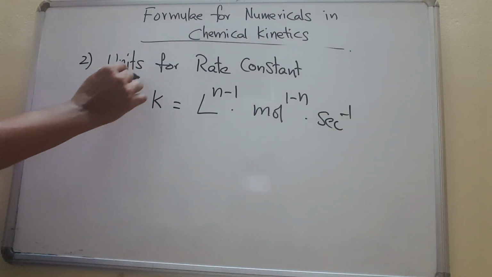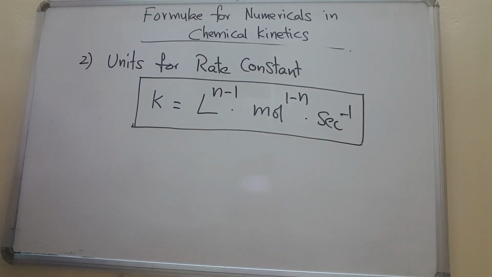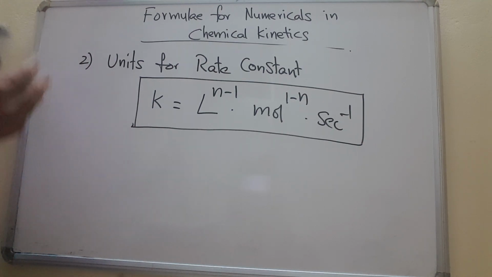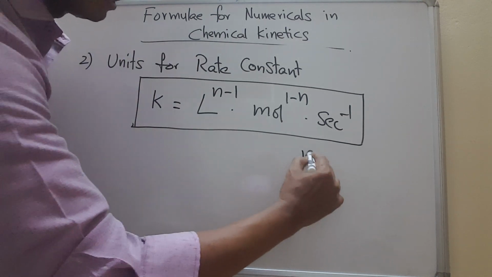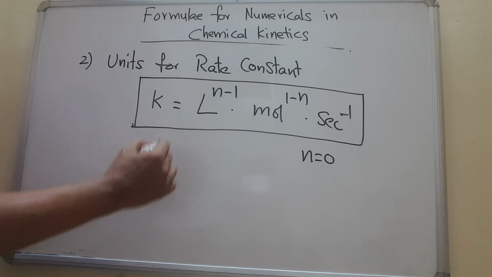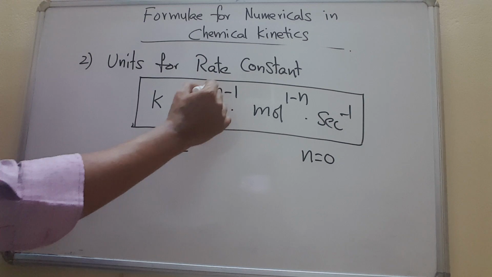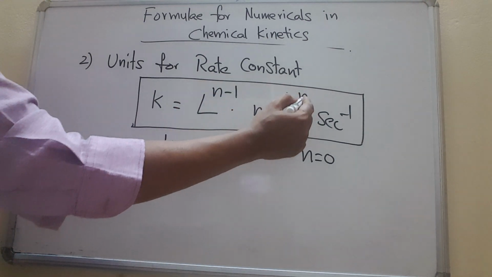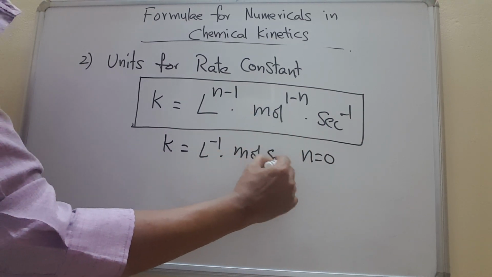Okay. So this is about units for rate constant. It is very important. Usually in objective questions they will ask what are the units for first order rate constant, zero order rate constant, second order, third order rate constant. For example, for the zero order case n is equal to 0. If you substitute 0 here, n minus 1 is 0 minus 1, that is liter power minus 1, and 1 minus 0, that is mole 1, and second inverse.